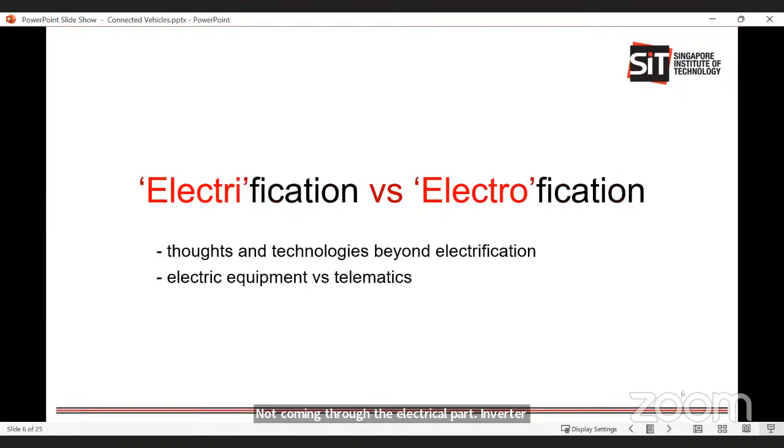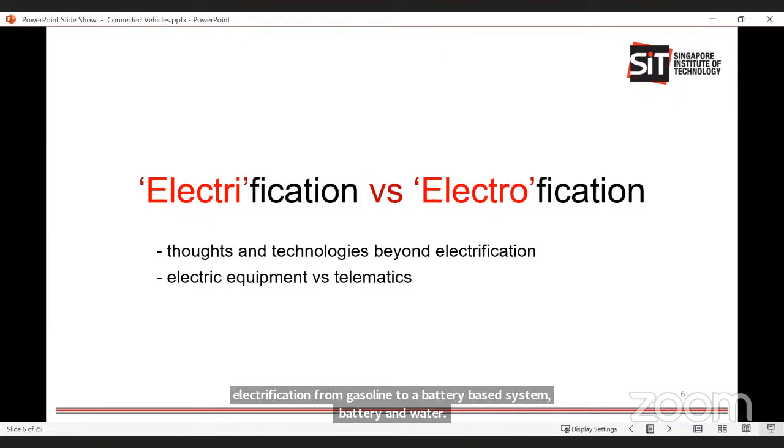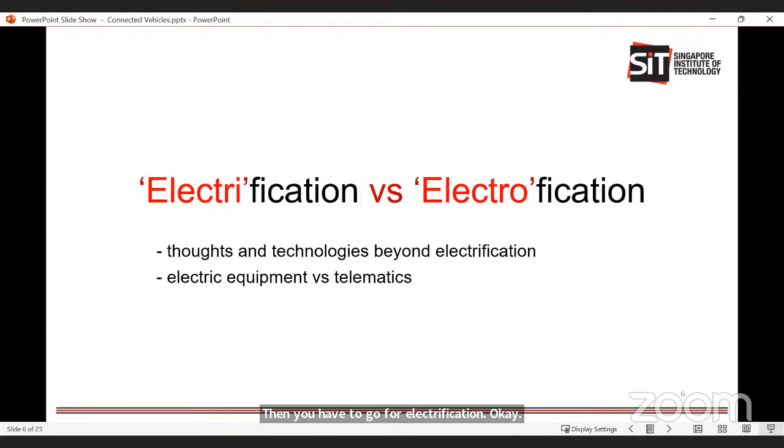So this is electrification versus electronification. You have already done electrification from gasoline to a battery-based system: battery, inverter, motor. Now, to avoid road congestion, to go for safety, and to save time, you have to go for electronification. That is also known as telematics, which we will see. Telematics means telecommunication plus informatics. So these are technologies beyond electrification. That's why the title of the talk is connected vehicles, technologies beyond electrification.